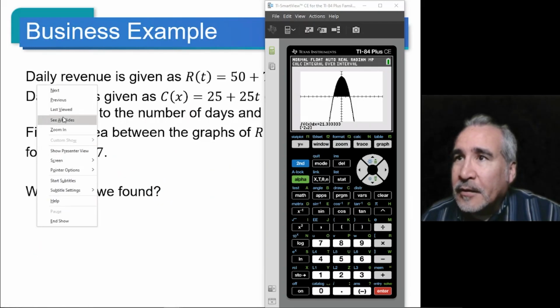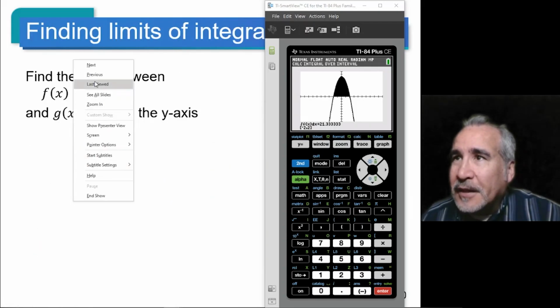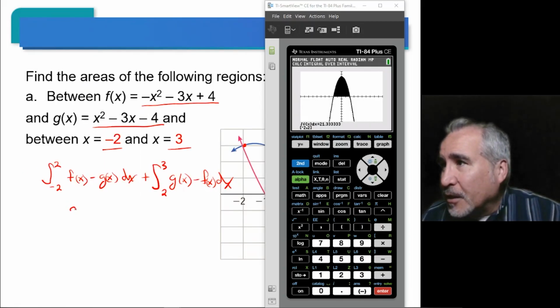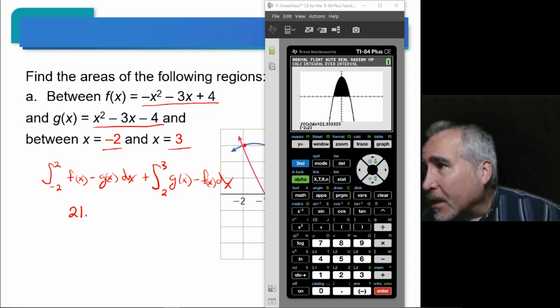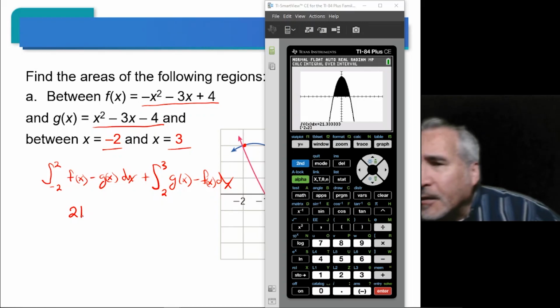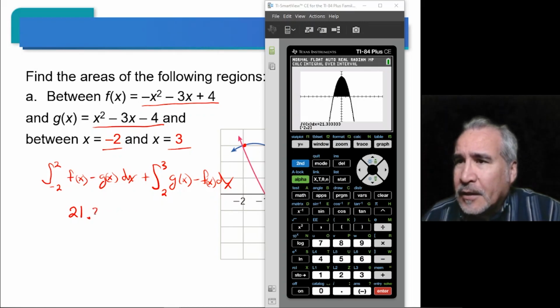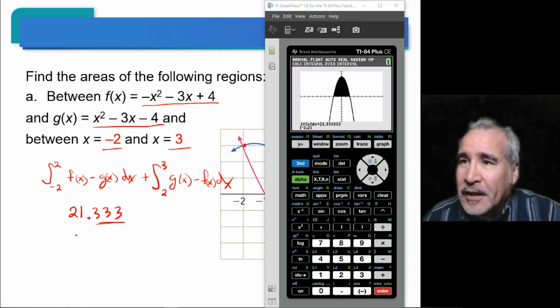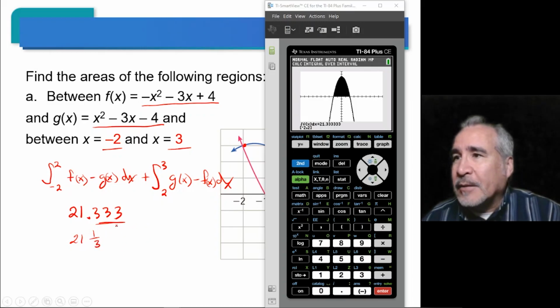I've got to train this thing to work a little differently. Okay, so now I've got the pencil. 21.333. Is that negative? No, it's not. What you're going to do is remember that that is decimal code for 1/3. It's 21 and 1/3, which is 21 plus 1/3. We're going to combine it with the other one.